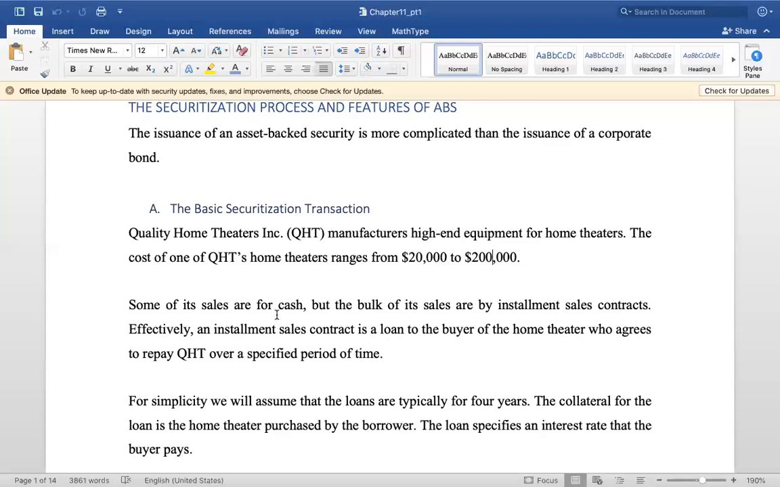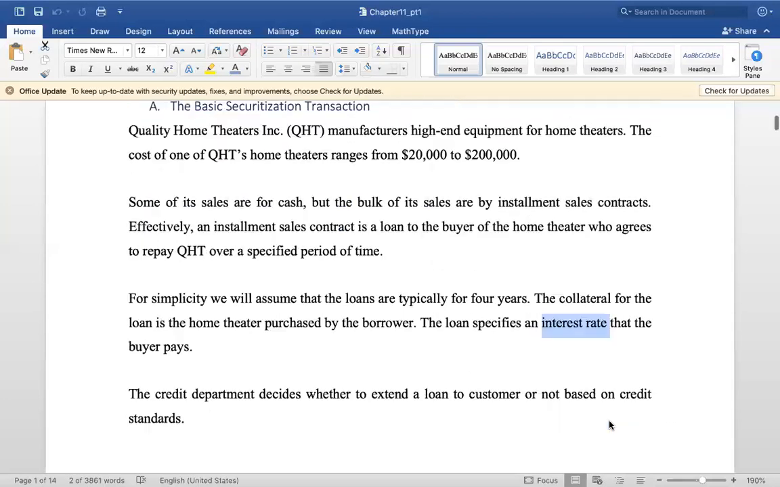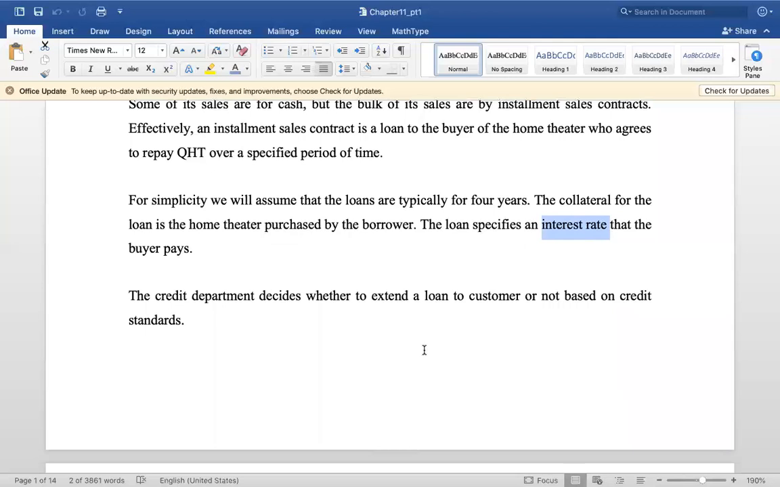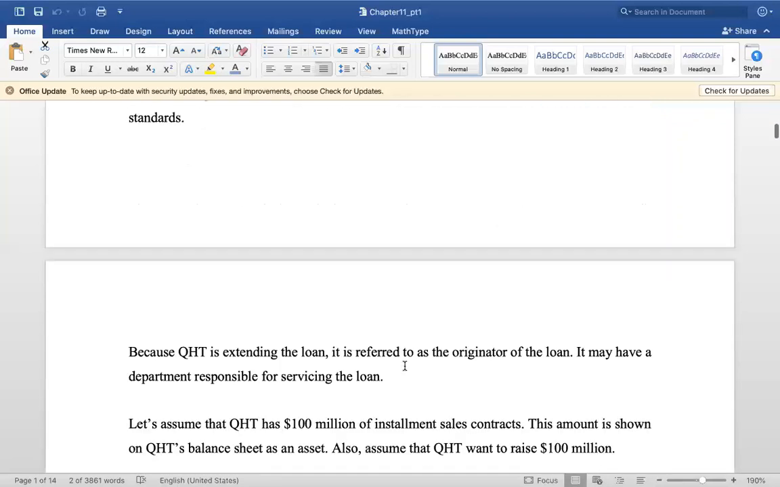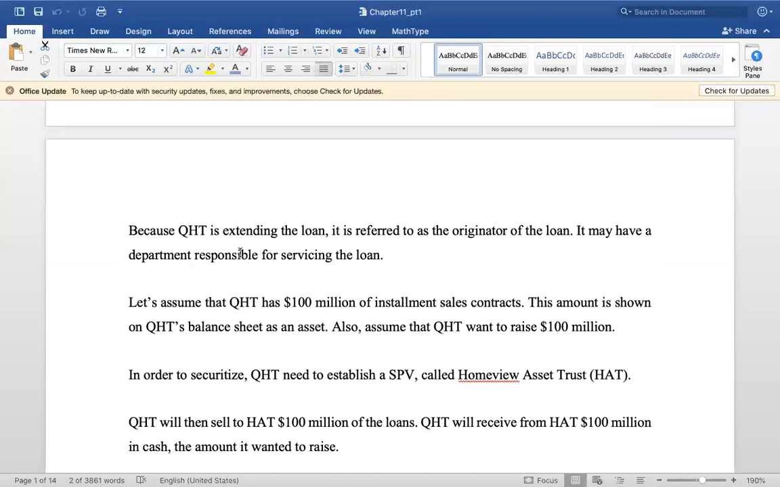Because it's a loan, it will specify some interest that the buyer must pay. The credit department of QHT decides whether to extend a loan to a customer or not based on its credit standards. Because QHT is extending the loan, it is referred to as the originator of the loan. It may have a department responsible for servicing the loan. Let's assume that it has 100 million of installment sale contracts. This amount is shown on QHT's balance sheet as an asset.